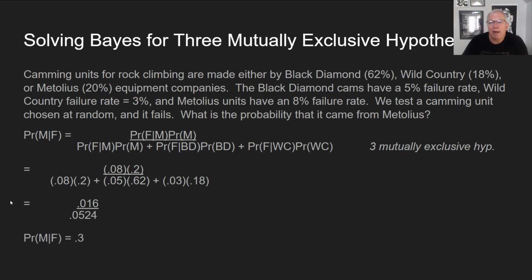Okay, so what did we answer? What's the probability? So what I did is I grabbed, let's see, we test a camming unit chosen at random. So presumably it came from one of these 3 companies at those rates. I grab one of them, I test it, and it fails.